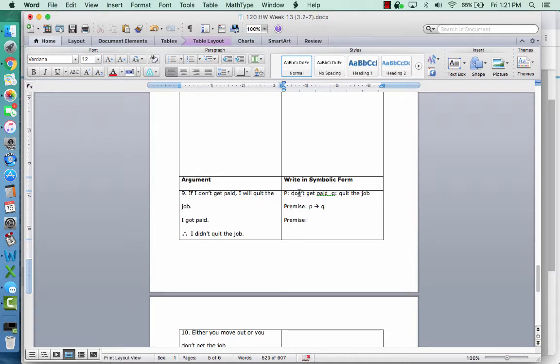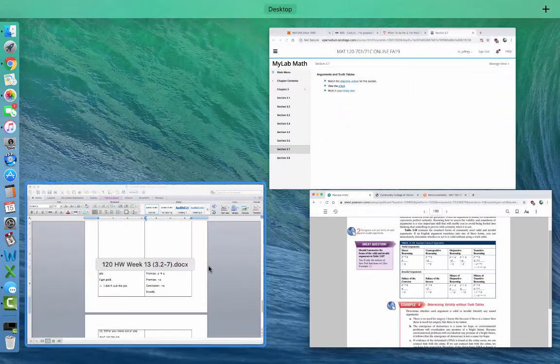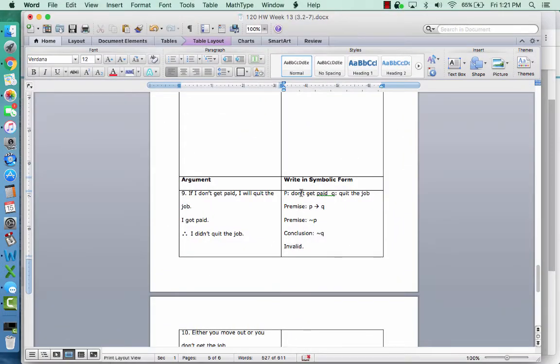All right, our second premise is I got paid. So I defined P being don't get paid, so getting paid would be not P. And then the conclusion says I didn't quit the job, so I defined Q as quit the job, so this would be not Q. And this is invalid because this is the fallacy of the inverse. So that shows up right here. If you have if P, then Q, and also not P, that does not lead to not Q.